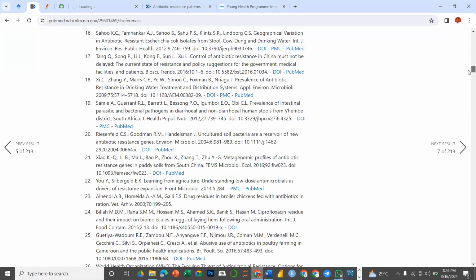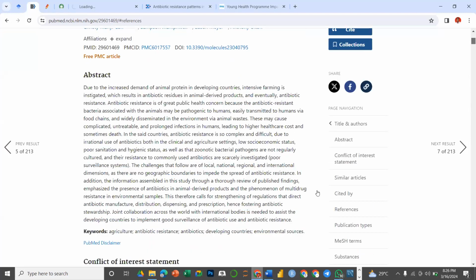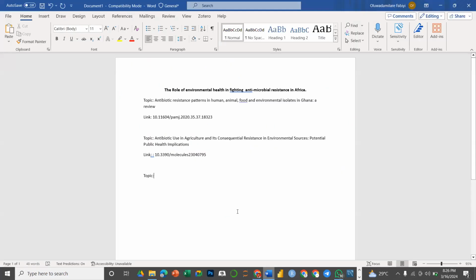And I will use it and I will start reading up the articles and I will start my own literature review. So the most important thing when it comes to literature review is that you know very specifically what you are going to do. If you look at my topic here, the role of environmental health in fighting antimicrobial resistance in Africa is really too broad. Do you understand? It's very broad. So it means I'm going to be seeing a lot of things that look relevant, but I might not really need them for my work.